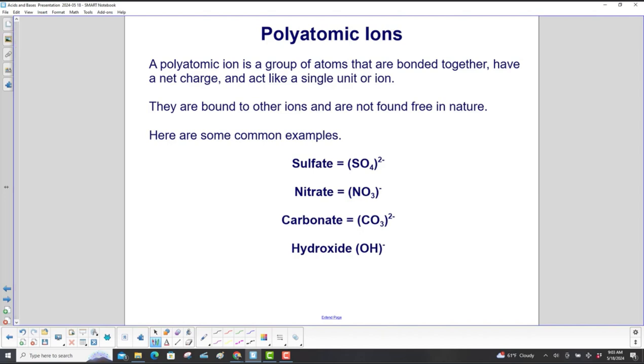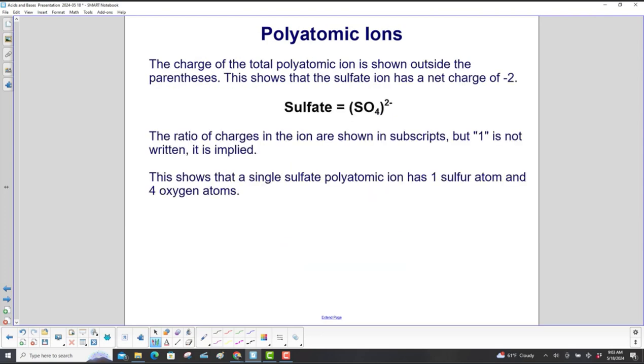Here are some common examples. And here's the one that we led everything off with, the hydroxide ion, OH-. The charge of the total polyatomic ion is shown outside the parentheses. This shows that the sulfate ion has a net charge of -2. The ratio of atoms in the ion is shown in subscripts, that's right here, the 4, but 1 is not written, it is implied, so there's 1 sulfur atom, but you don't have to put a 1 there. This shows that a single sulfate polyatomic ion has 1 sulfur atom and 4 oxygen atoms.